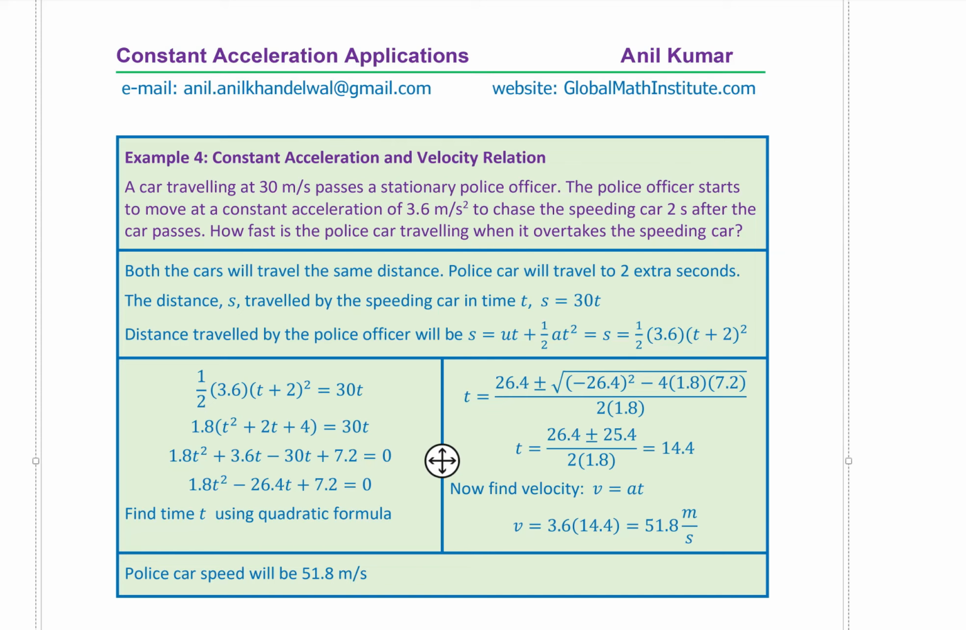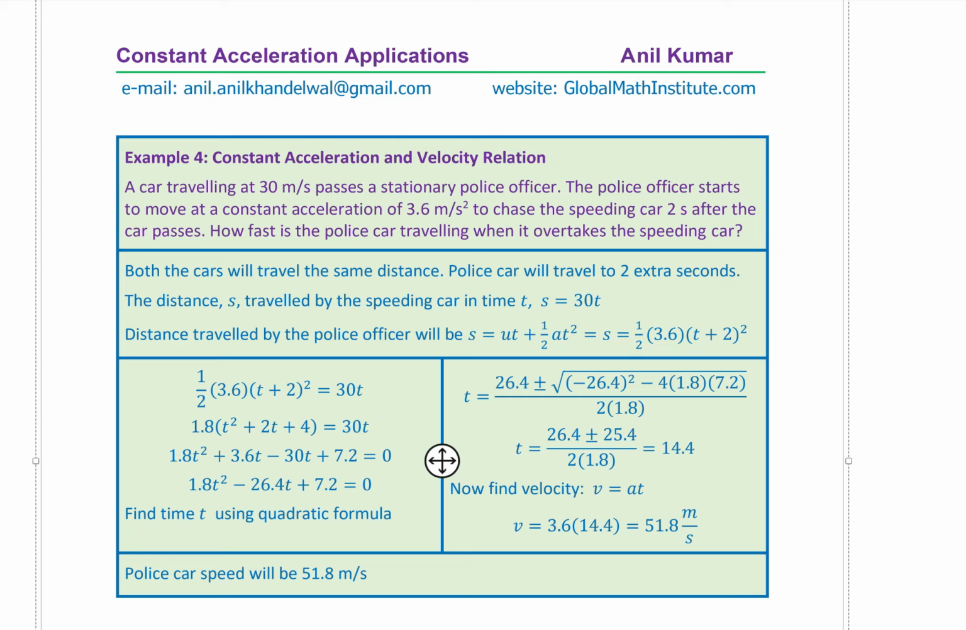Here, in example 4, a car traveling at 30 meters per second passes a stationary police officer. The police officer starts to move at a constant acceleration of 3.6 meters per second squared to chase the speeding car 2 seconds after the car passes. How fast is the police officer traveling when it overtakes the speeding car? So that's the question for you.